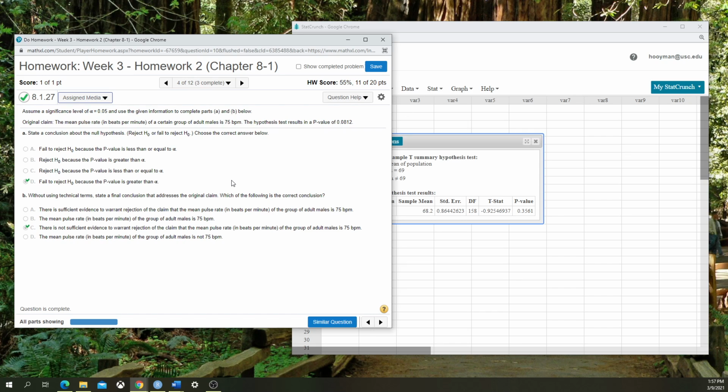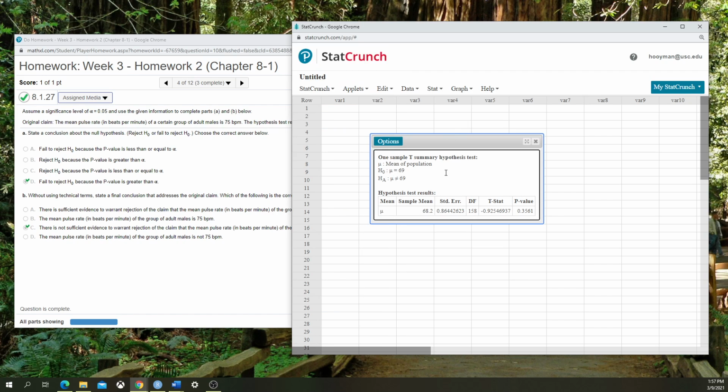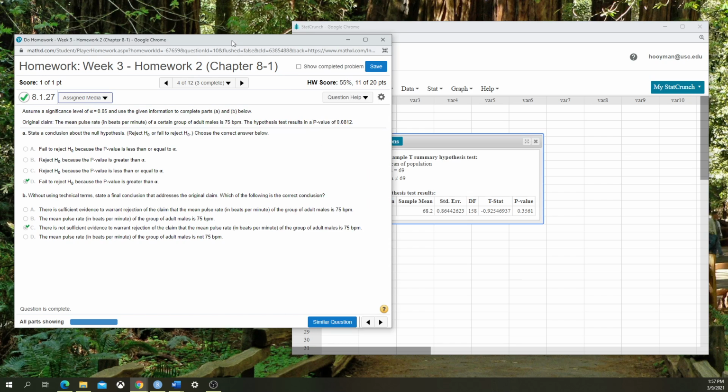Okay, so we've gone over a few things. We've gone over how to express our hypotheses in symbolic form, how to calculate a one-sample t-test using summary data, and how to best describe the difference between rejecting the null hypothesis or failing to reject the null hypothesis, and what kind of language best matches that.